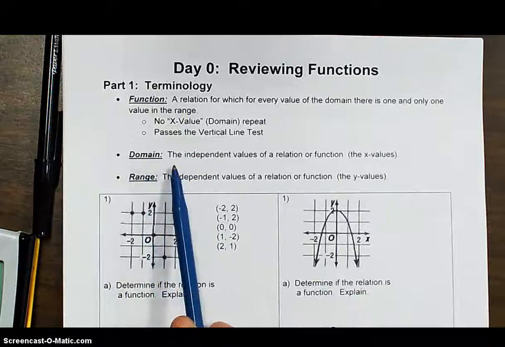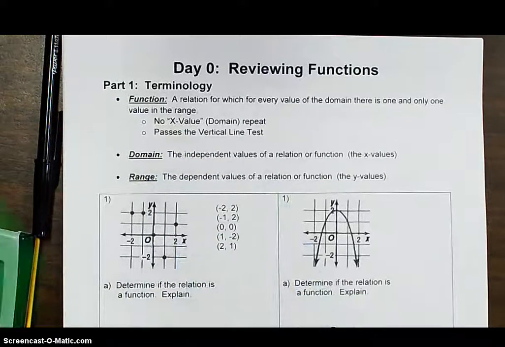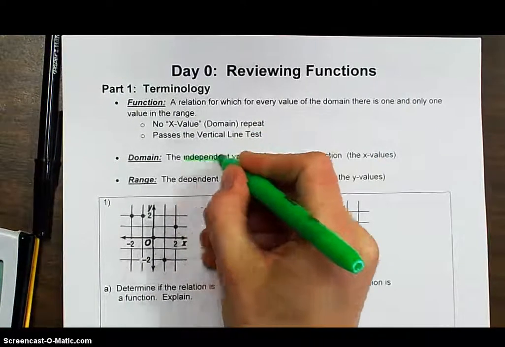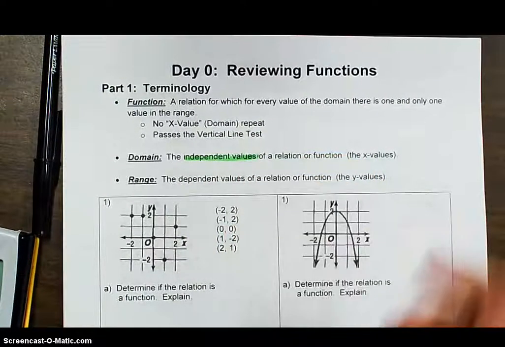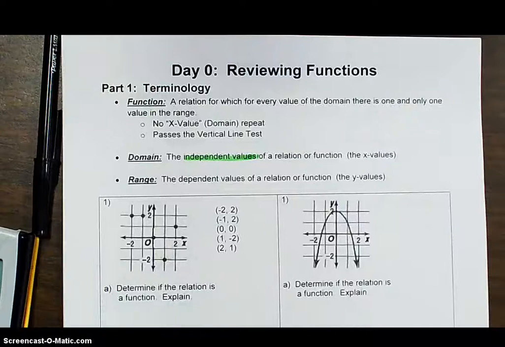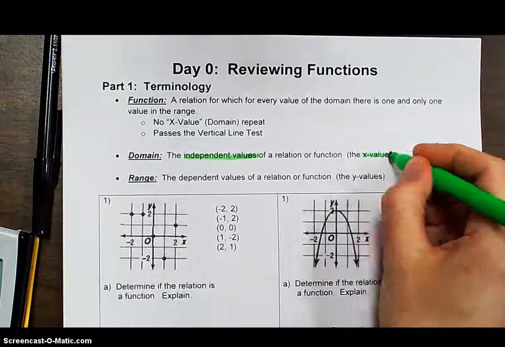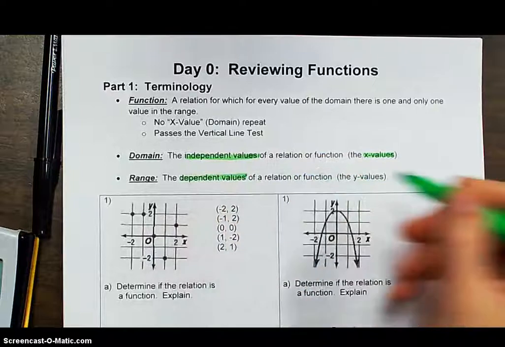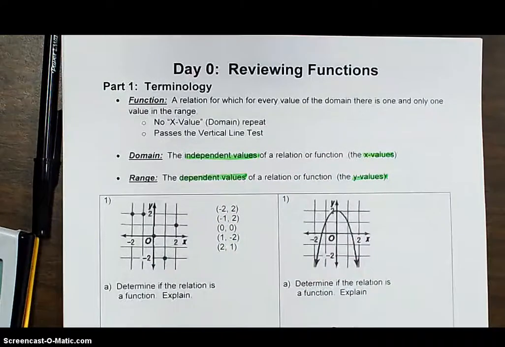Your domain is the independent values. That's a vocabulary word there. They are your independent values of the relation or function. In other words, they are your x values. And the range is your dependent values, which are your y values. Let's take a look at two examples.